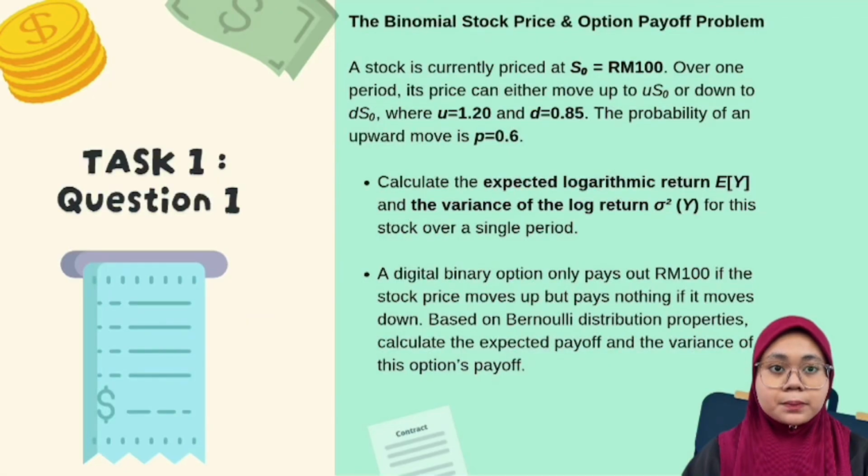Now, I will present Task 1, Question 1. First, let me read the questions. A stock is currently priced at 100 over one period. The stock price can either move up by a factor of 1.20 or move down by a factor of 0.85. The probability of an upward movement is 0.6. Based on this information, we are required to calculate the expected logarithmic return, the variance of logarithmic return, the expected payoff of a binary option, and the variance of the option payoff.